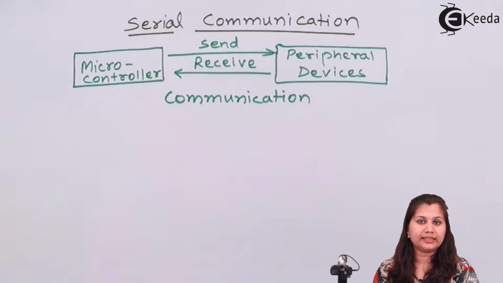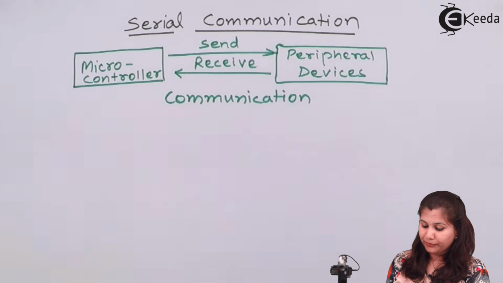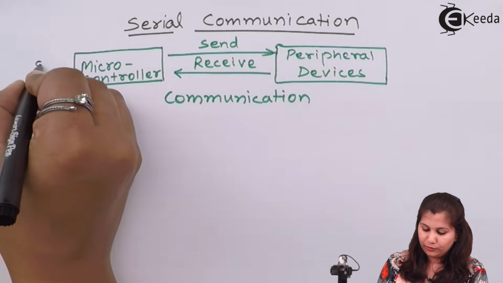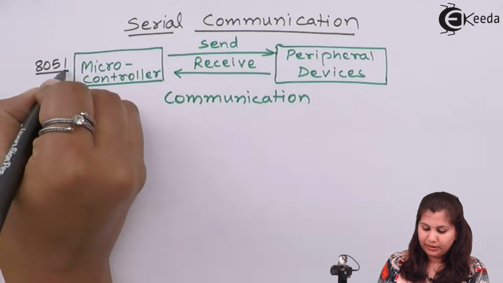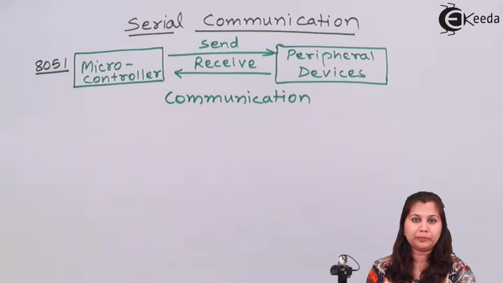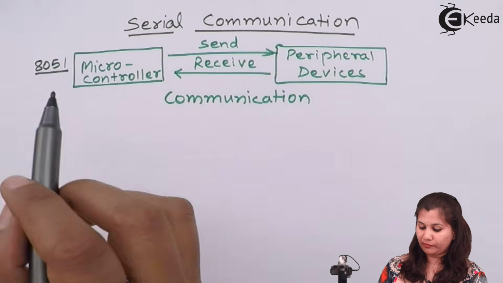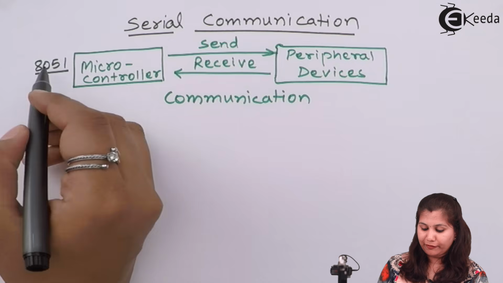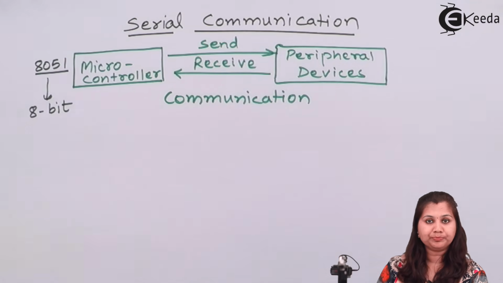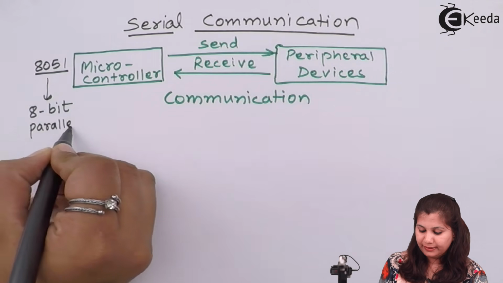Now here we are studying the serial communication in the 8051 microcontroller. So here we will consider the microcontroller as the 8051. This is the most popular and commonly used general purpose microcontroller. It was the first microcontroller which was developed. This 8051 microcontroller is an 8-bit microcontroller, and also it is a parallel device.